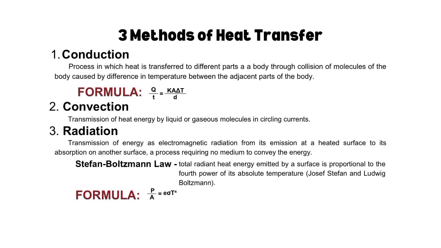The rate of radiation is calculated using the formula presented on our screen, where P is the radiation power, A is the surface area, E is the emissivity, ranging from 0 for perfect reflectors to 1 for black bodies, σ is the Stefan-Boltzmann constant, which is approximately 5.67 times 10 raised to negative 8, and T is the absolute temperature.